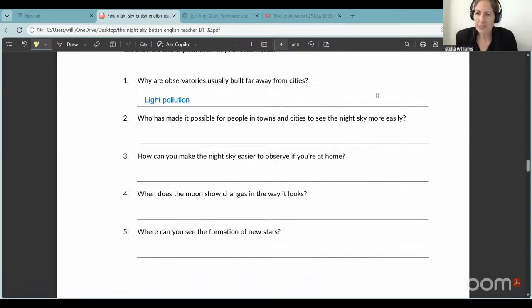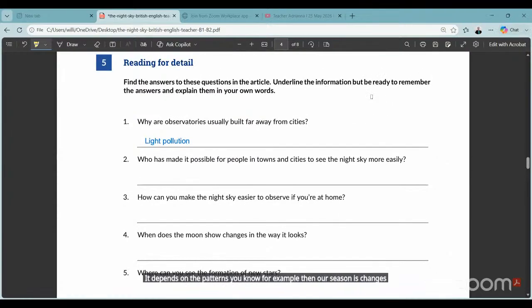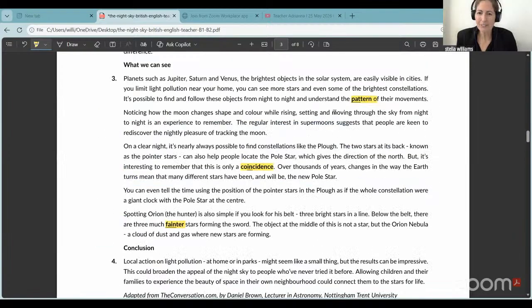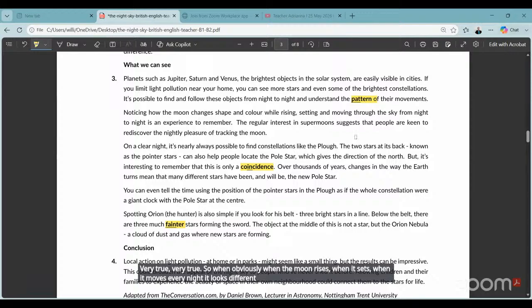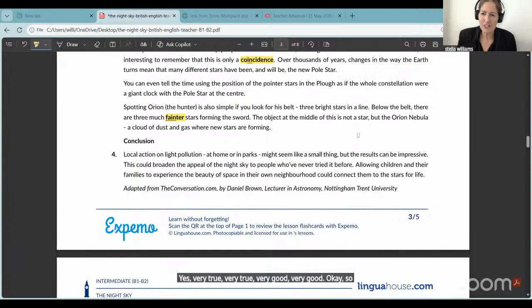It depends on their patterns. For example, when our seasons change, the patterns of the stars also change. Very true. Obviously, when the moon rises, when it sets, when it moves, every night it looks different. Very good. So it's obviously the way it rises and the way it sets.